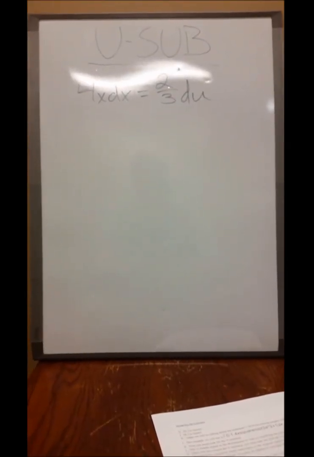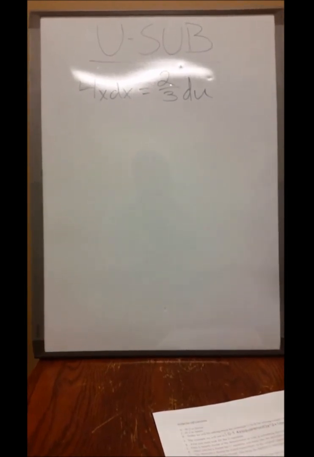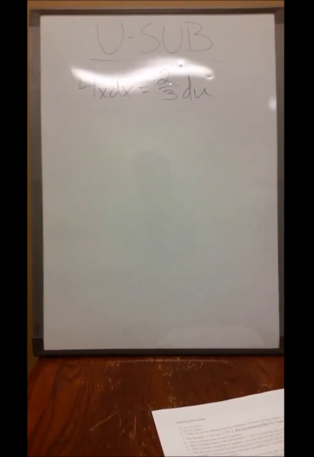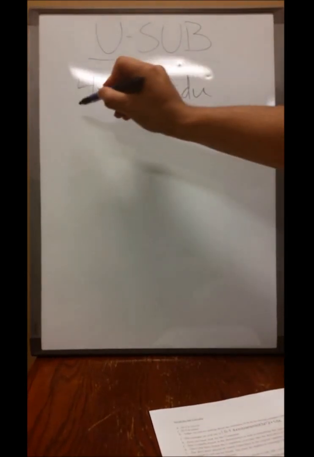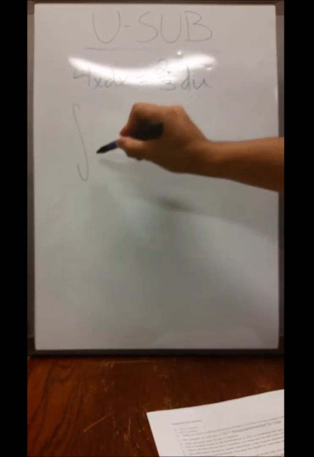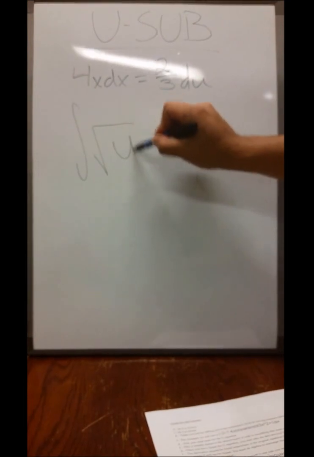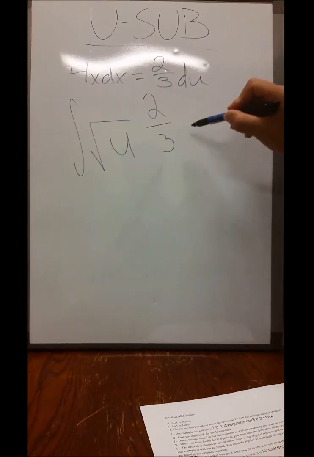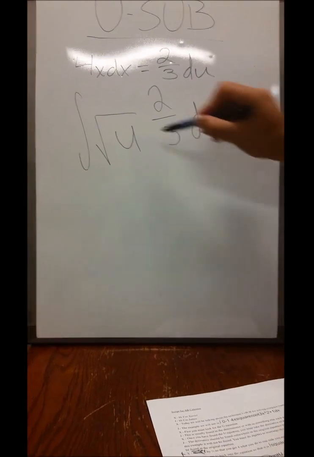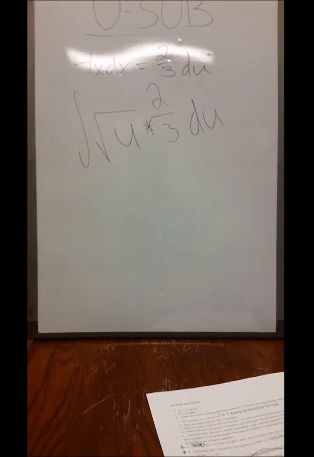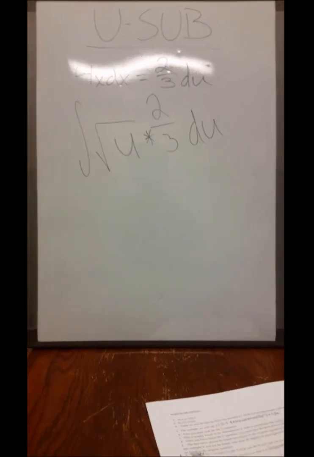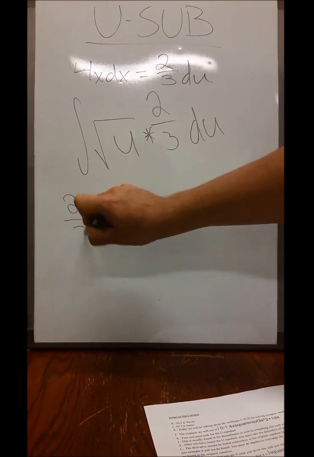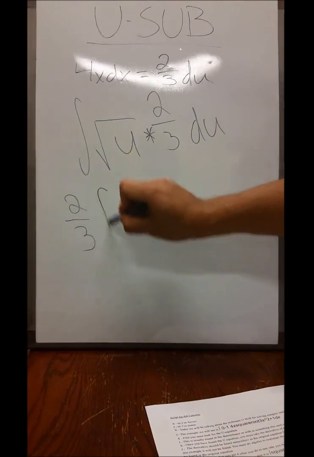Once you're at this point, you can plug in each of these into your equation so you have everything in terms of u. So in this case, it's going to be the integral of the square root of u times 2/3 du. And since 2/3 is a constant, every constant can be moved outside of the integral symbol to be used later.